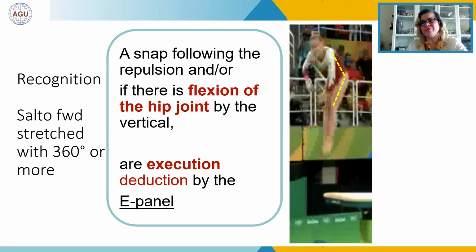So when it's only half, the flexion in the vertical position is a critical point, but when it's with full turn or more, then we still consider it stretched, but with execution deduction. So either a snap, but she has to open again, or flexion in the hip. Let's see an example.